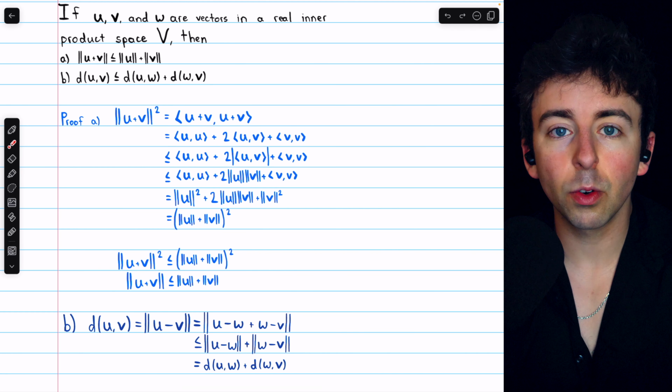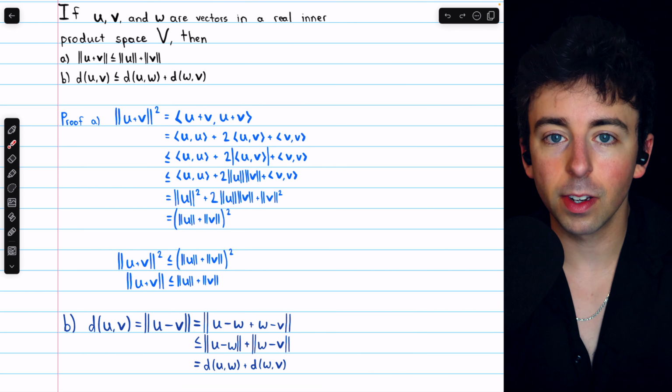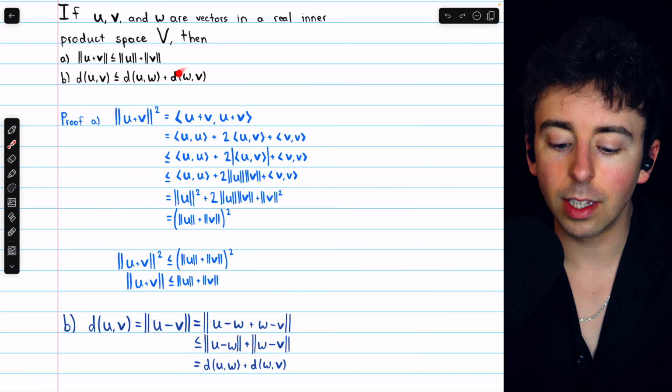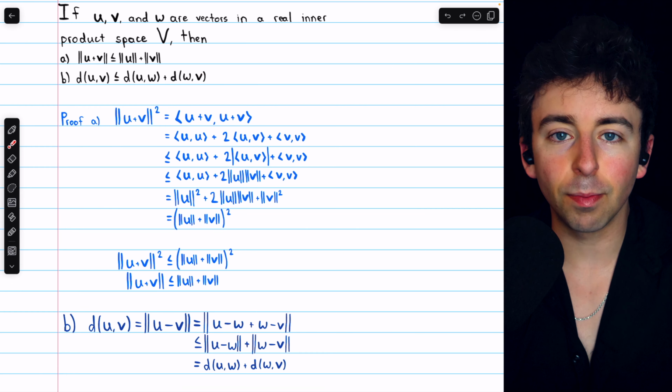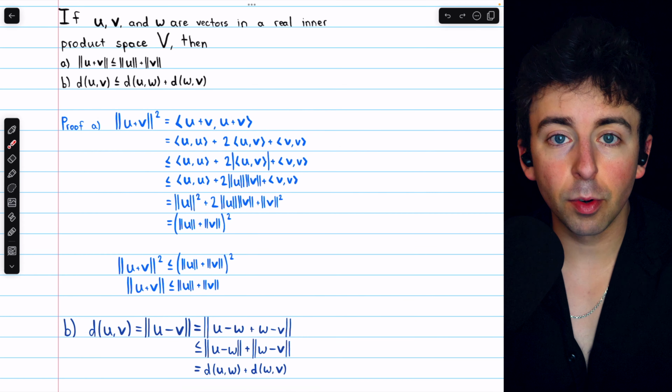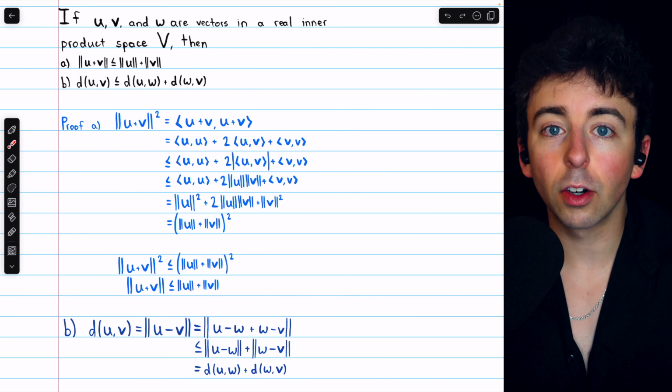So if we have two vectors u and v and some third vector w, the distance between u and w plus the distance between w and v is at least as big as the distance simply from u to v. And that's how to prove the triangle inequalities in a real inner product space.